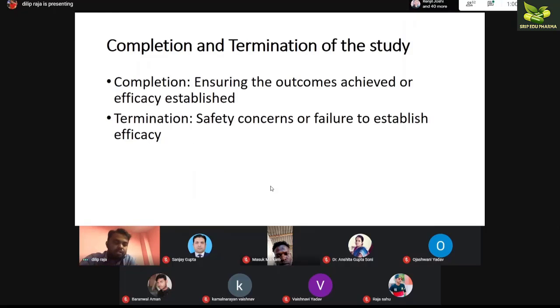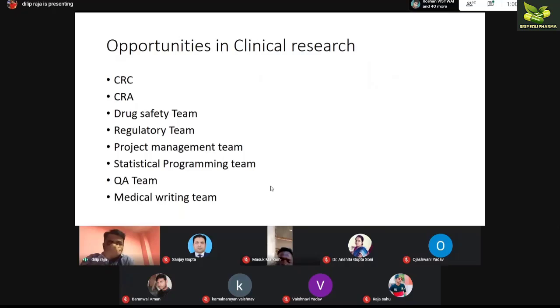Keeping the upcoming budding pharmacists in mind, I made one more slide, the opportunities in clinical research, because many of the students might be interested in getting into clinical research. So these are the different career options available for the budding pharmacist. One is the clinical research coordinator, CRC.